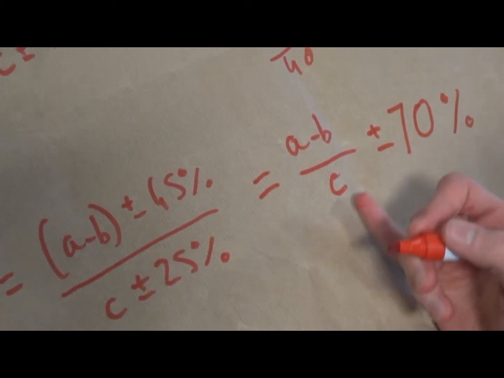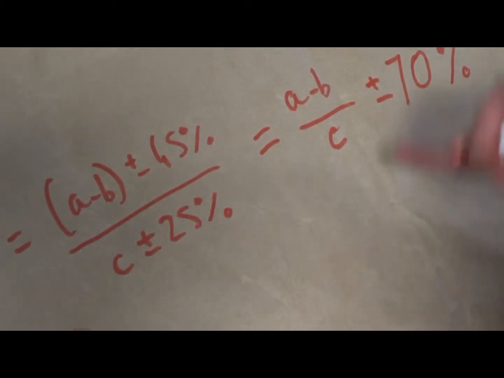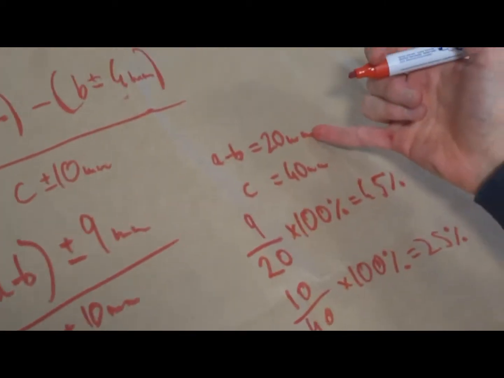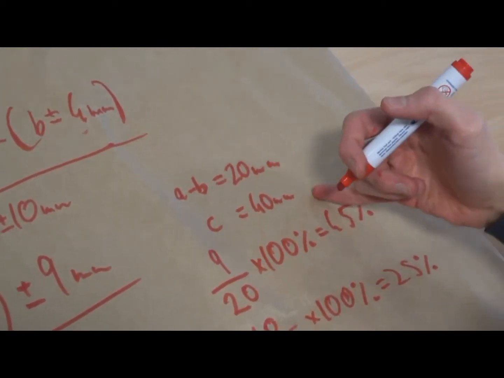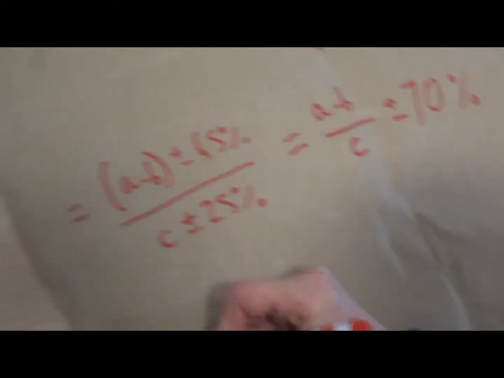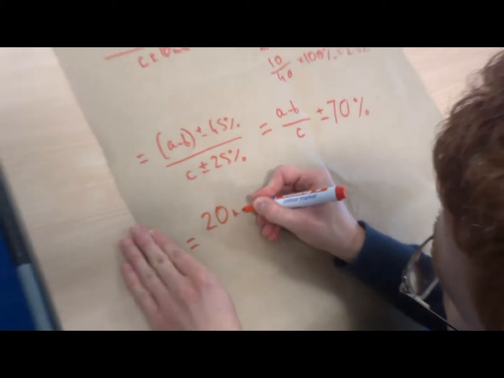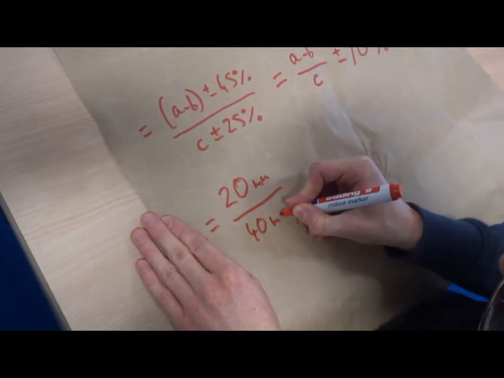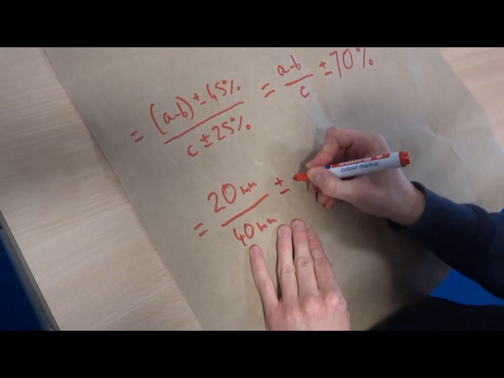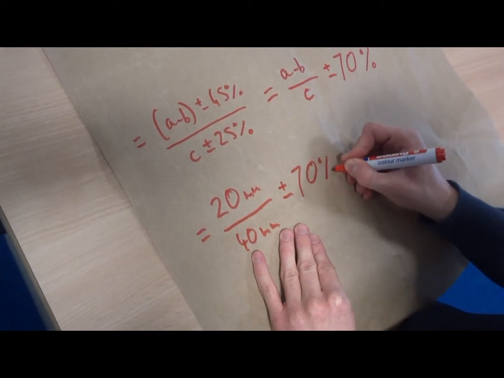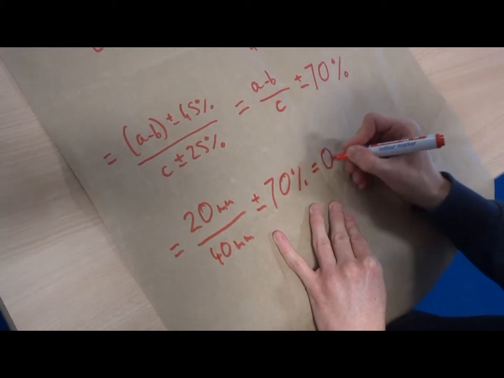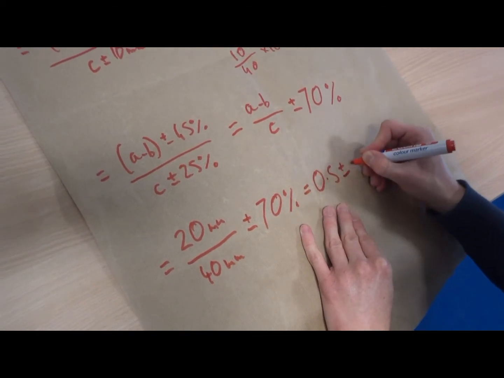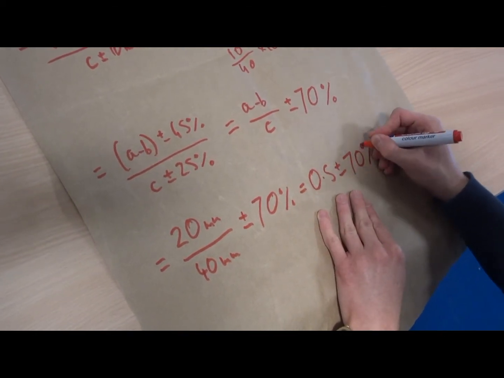And now let's substitute our values back in. A minus B, we measured that as 20 millimetres earlier. C we measured as 40 millimetres. So we can say that we've got 20 millimetres over 40 millimetres plus or minus 70%, or just plain old 0.5 plus or minus 70%.